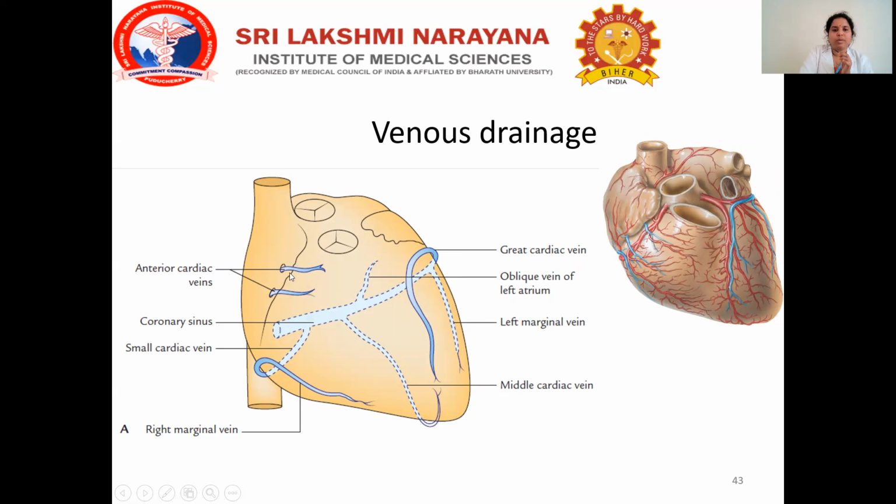Some veins directly open into the right atrium. They are the anterior cardiac veins. Apart from these small cardiac veins and the anterior cardiac veins, there are numerous small veins called venae cordis minimae that open into the interatrial septum.